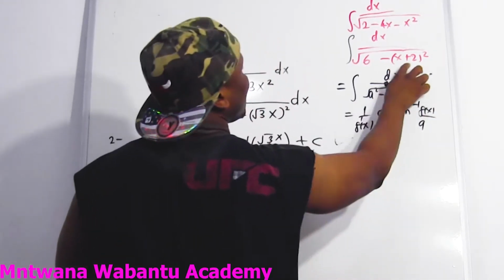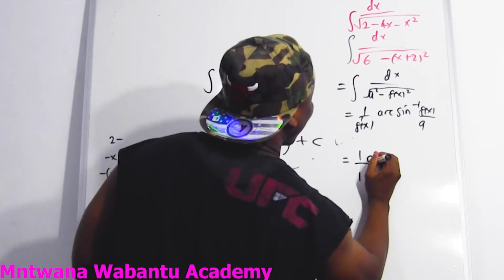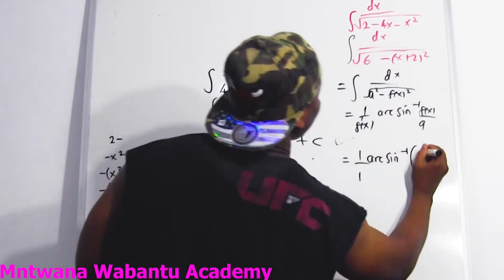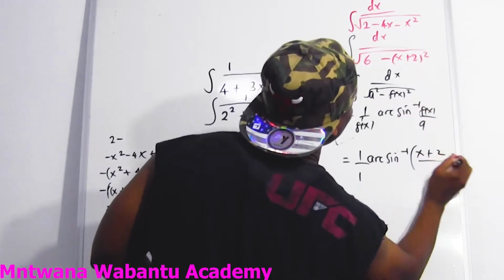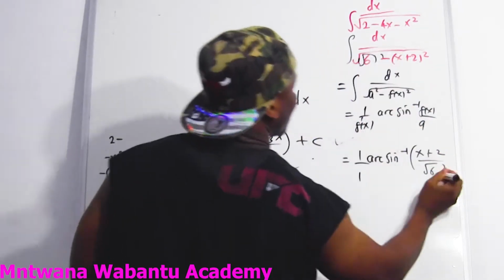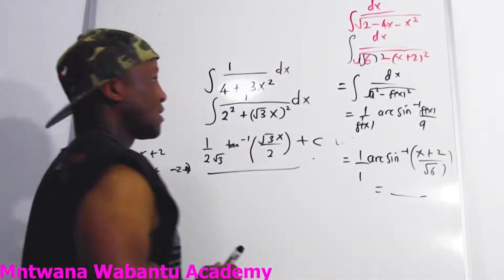So you say 1 over, when you differentiate this you're going to get 1, and then arc sine, inverse, of f(x). What is f(x)? f(x) is (x plus 2) over the square root of 6, because this one did not change, so we say square root of 6. So this is your final answer. You see what I'm saying?